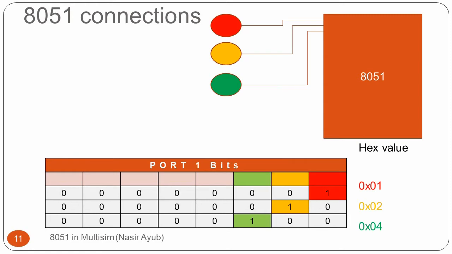So these are the bits in port 1, 8 bits. Remember we are not using these 5 bits, so I'll just ignore these and only use the 3 bits: bit number 0, bit number 1, and bit number 2, red, orange, and green. And we know by these numbers how we turn them on.